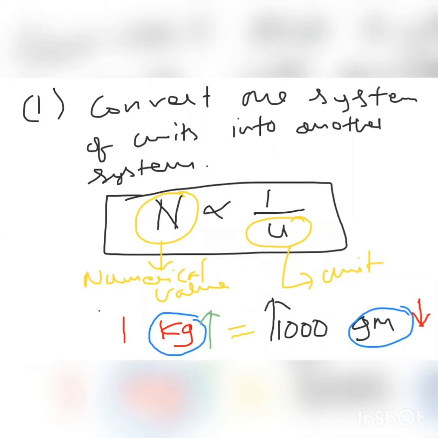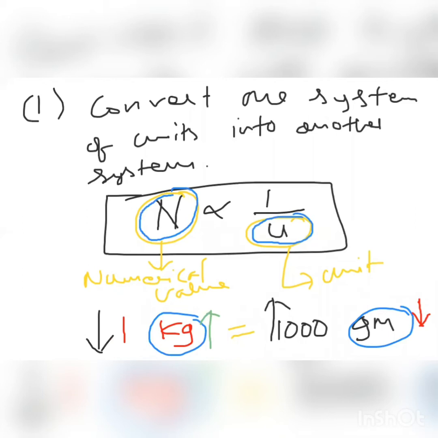So from that you can understand that numerical value is inversely proportional to unit. Whenever you take the numerical value n, it is inversely proportional to u. Both are inversely related. This is the information we got from here.